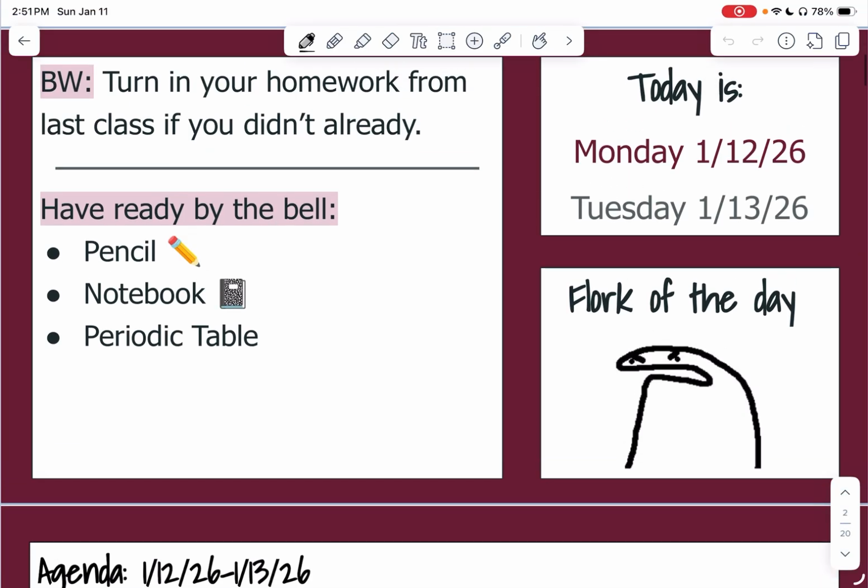All right, definitely you'll need your periodic table. You'll need to be adding up valence electrons. So you need to be able to easily see the group of the elements.